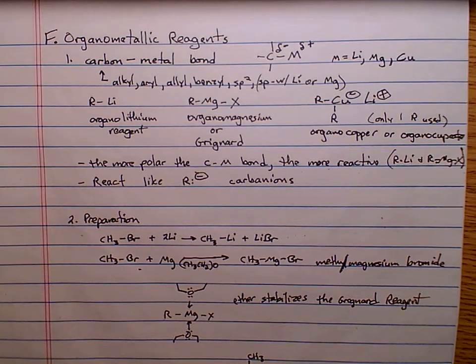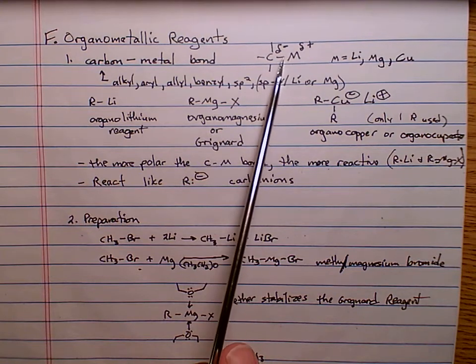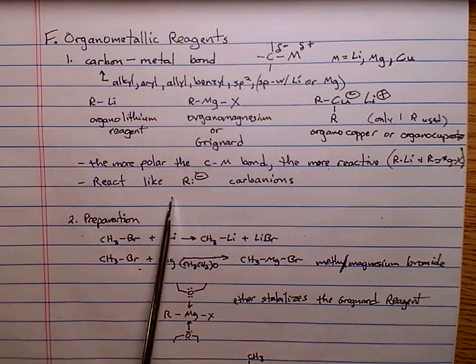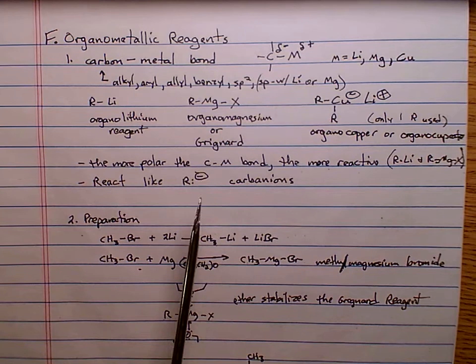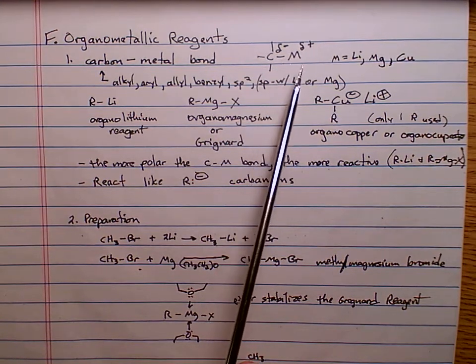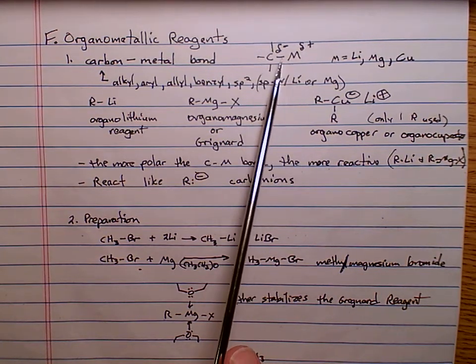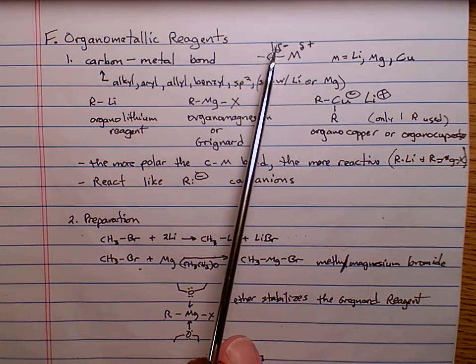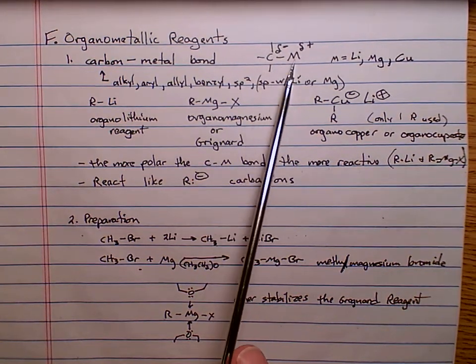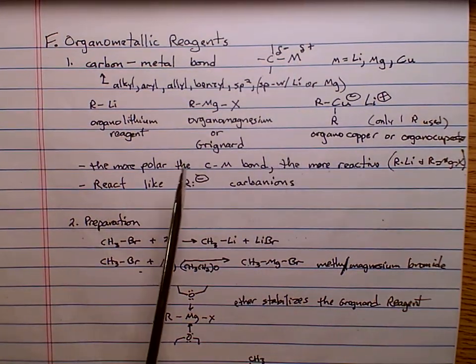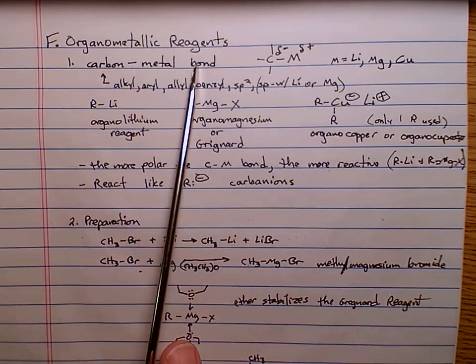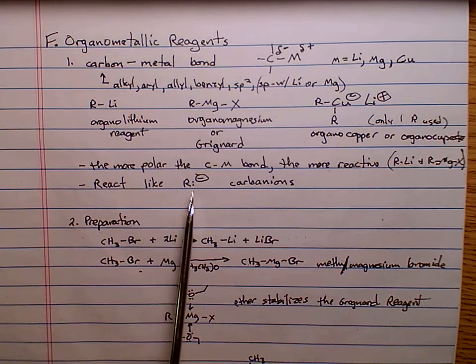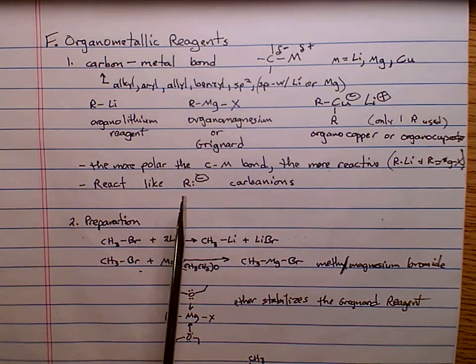And that's the most important thing here. The carbon-metal bond makes the carbon react like a carbanion. So sometimes people draw them as we drew them here with a carbon-metal single bond. Sometimes people just draw the carbon with two electrons and a negative charge, and the metal with a positive charge, because organometallic reagents react like carbanions, negatively charged carbons.